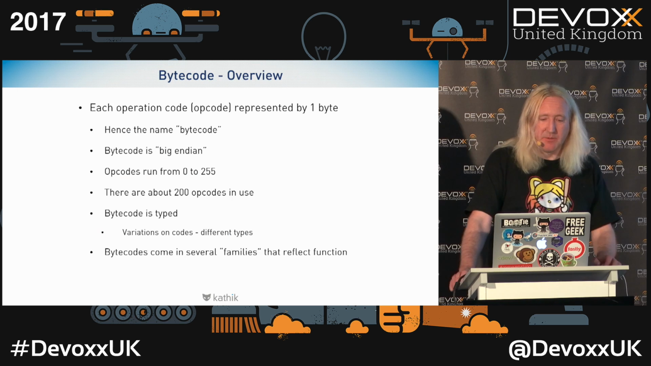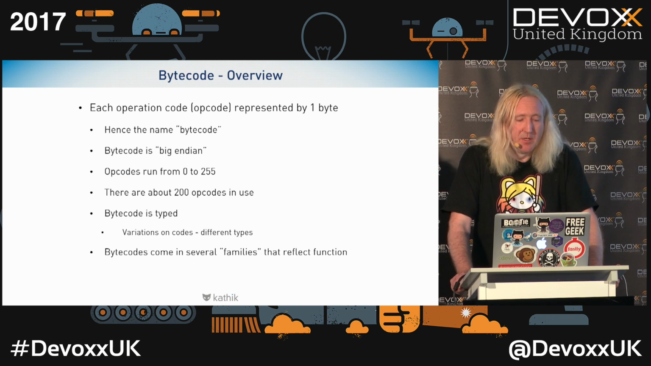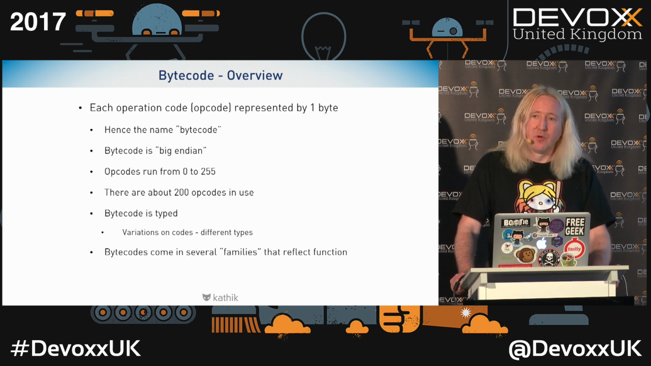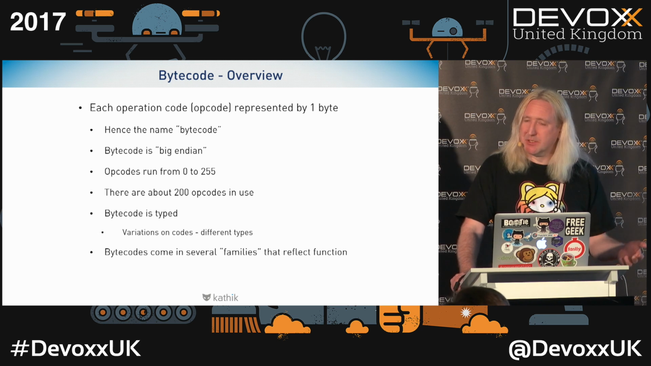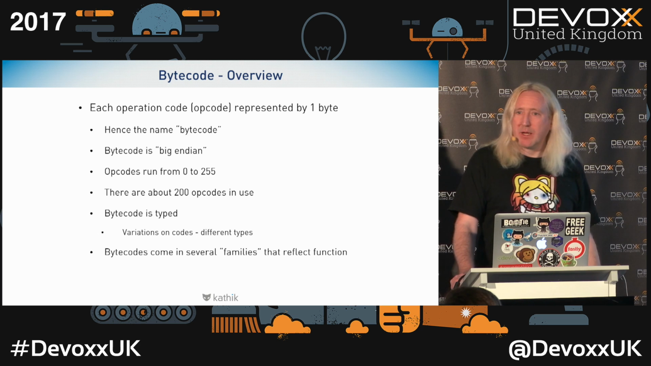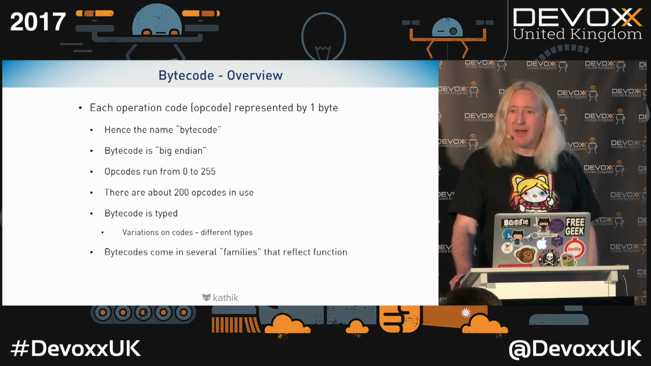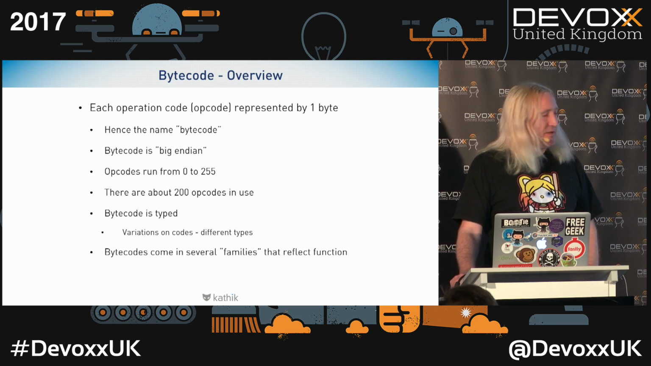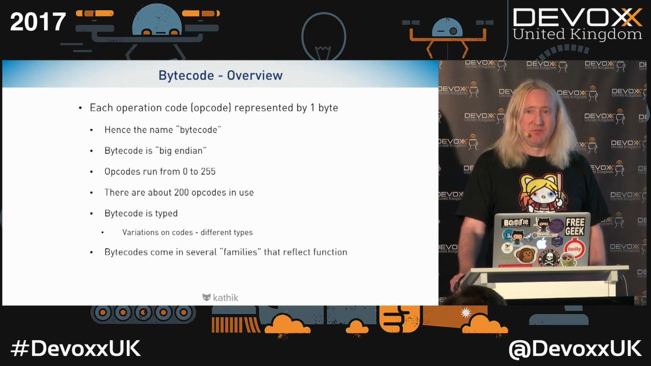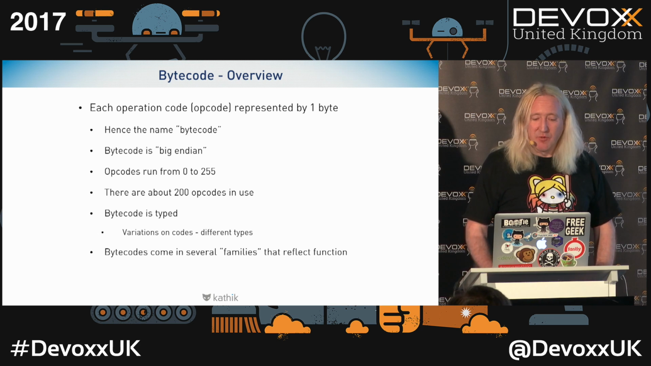And most of it is going to be taken up with the bytecode of the methods. So bytecode, if we recall, is called bytecode because each operation, or each opcode, is represented by 1 byte, potentially with some parameters following it in the byte stream. It's big endian, for those of you that have read Gulliver's Travels, you know where that comes from. There are 256 possible bytecodes, because 1 byte, and there are about 200 in use.